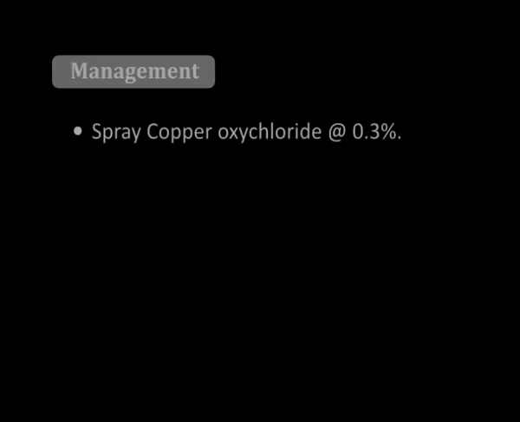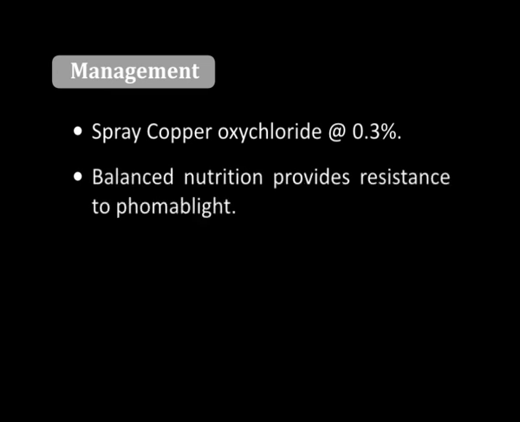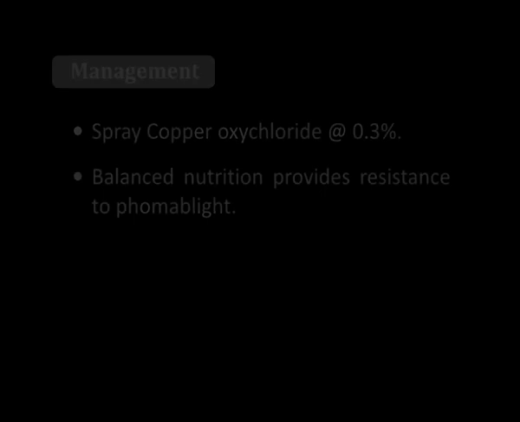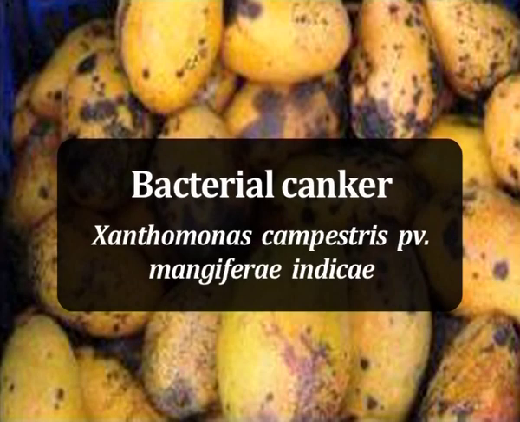Now coming to the management of the disease. Spray copper oxychloride at the rate of 0.3%. Balanced nutrition provides resistance to Phoma blight. Next disease is the bacterial canker. It is caused by Xanthomonas campestris pathovar mangiferaeindicae.